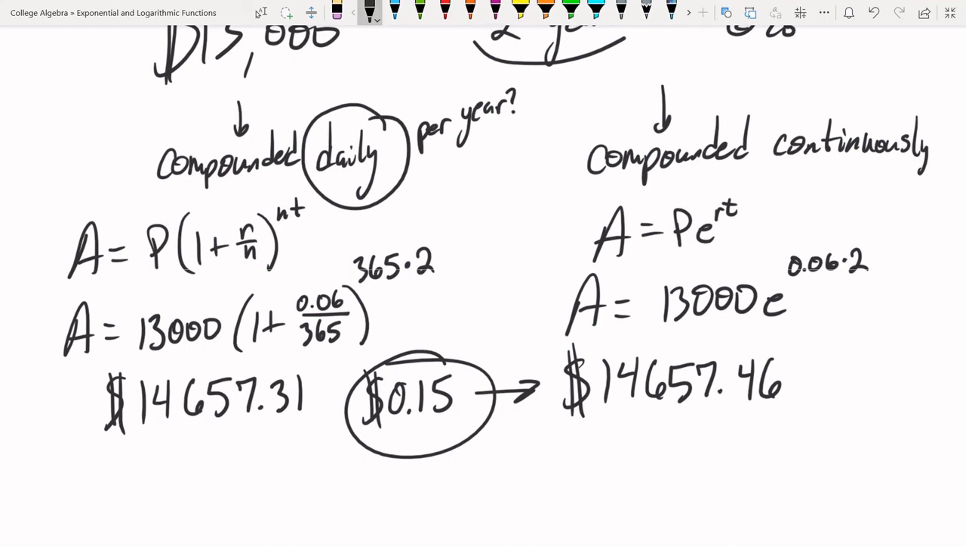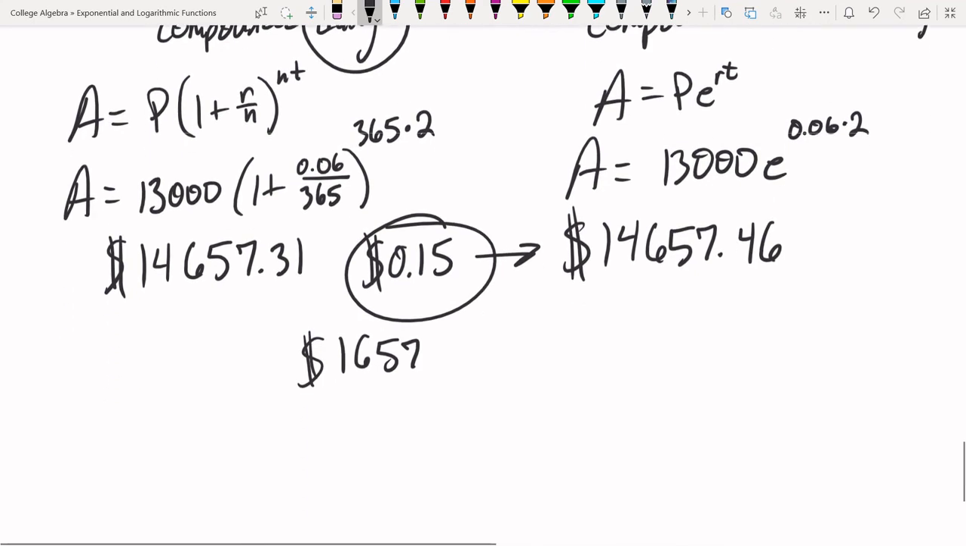Now, as you see here, after 2 years, the account gained about $1,657 in both accounts, which is a fair amount, right? $1,000 is nothing to be scoffed at. But where do you see the real growth? It's in asking, what's it going to be 30 years from now?